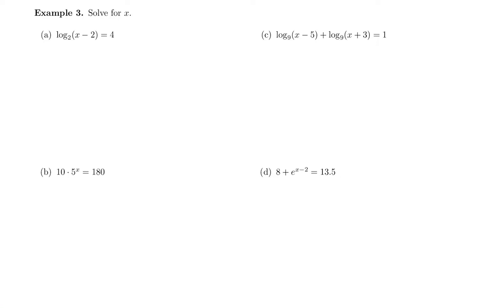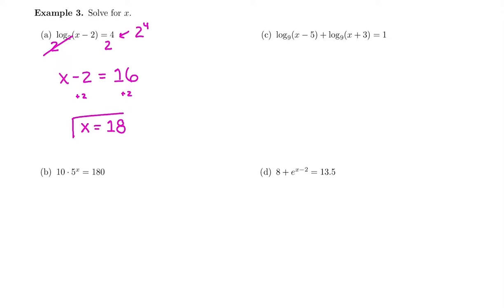To get rid of or convert that log base 2, I'm going to use base 2 on both sides. So 2 to the log base 2 will cancel out, and I'll just be left with x minus 2. And on the other side, I'm going to grab my calculator and plug this in and see what is 2 to the 4th. Well, 2 to the 4th is 16. And now I still want to get x by itself, so I'm going to add 2 to get x equals 18.